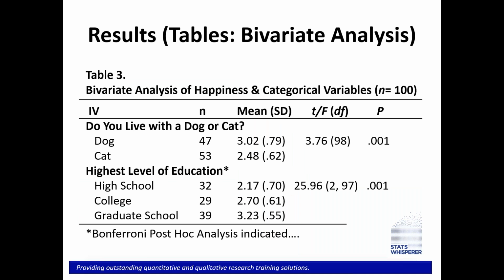And the table would look something like this. So we could see on the right here, the p is 0.011. So that means there's a statistically significant difference in the mean for those that live with a dog or a cat. The mean is 3.02 for dog, and for cat, 2.48. So we would say that there's a higher mean of happiness among people that live with dogs. And it's that simple.